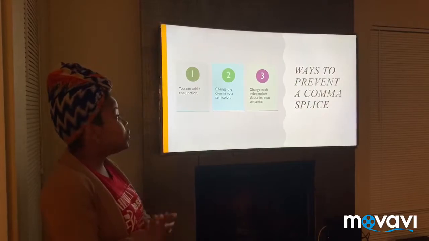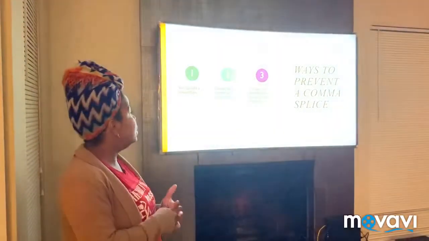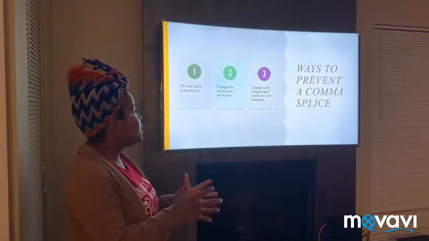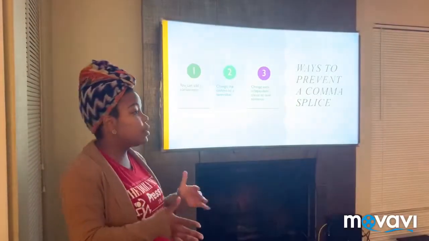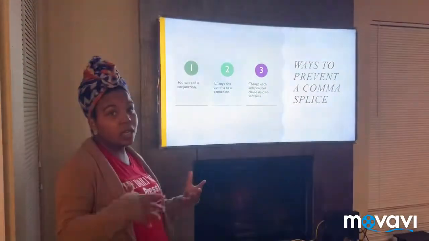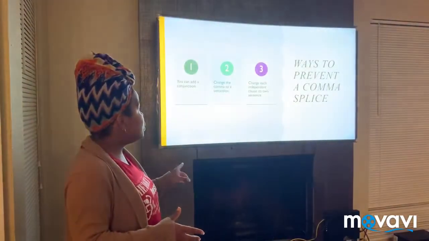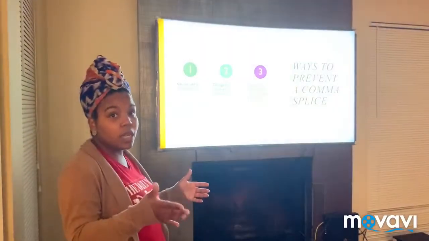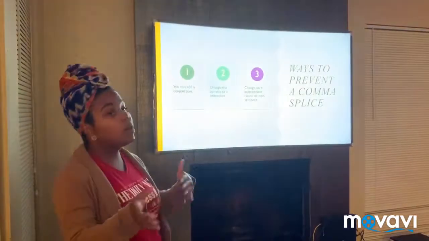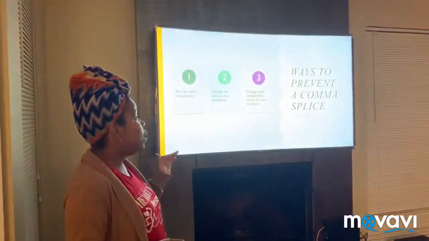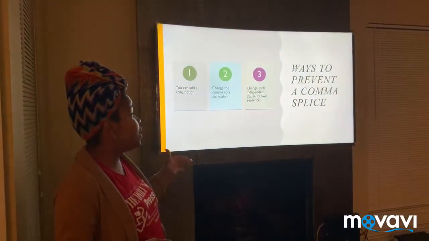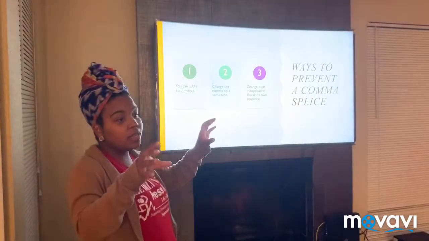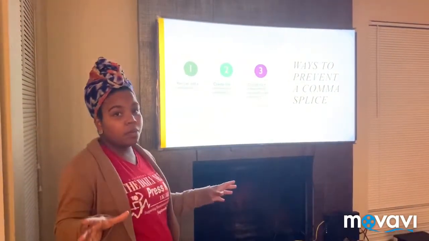Okay, so you do have ways to prevent a comma splice. What you can do is add a conjunction, which is just putting something in the middle of it. Or you can add a period, something that cuts off that run-on sentence. Two, you can change the comma to a semicolon, still something to break it up so it doesn't just go on and on. Also, you can change each independent clause into its own sentence, so you have independent ideas versus one big independent statement.